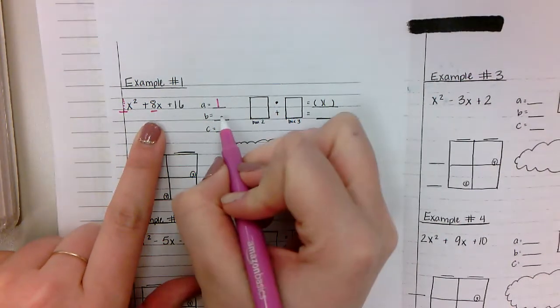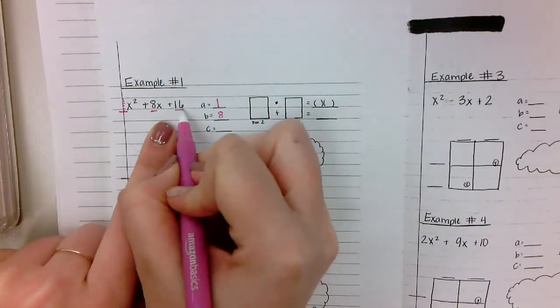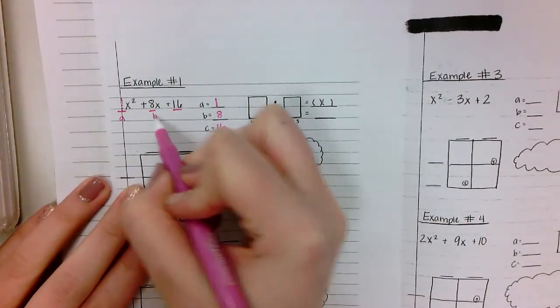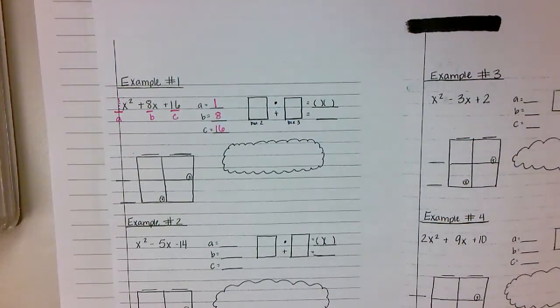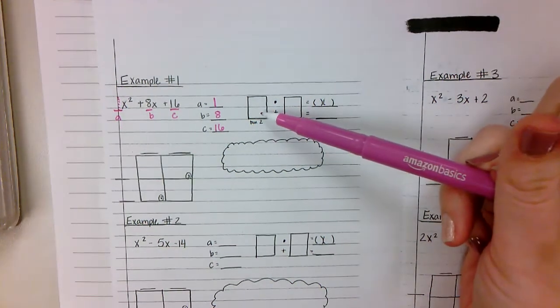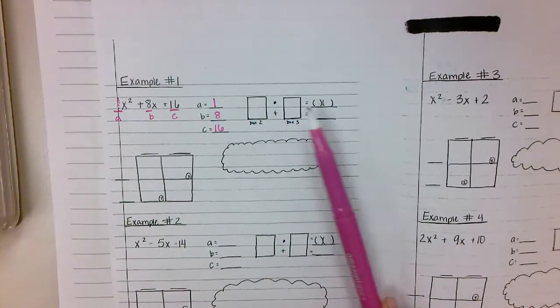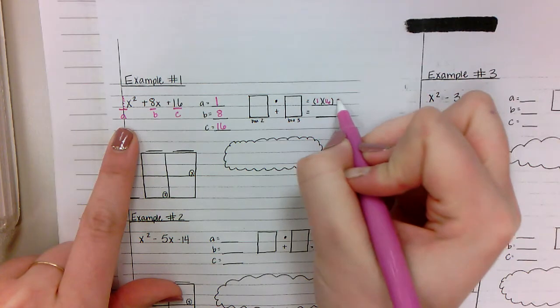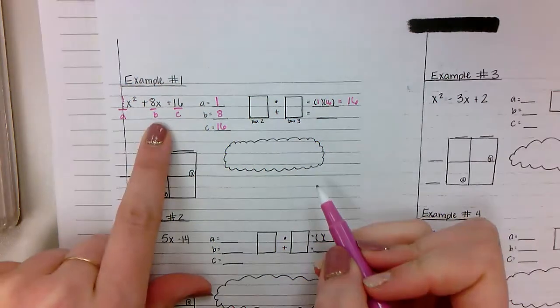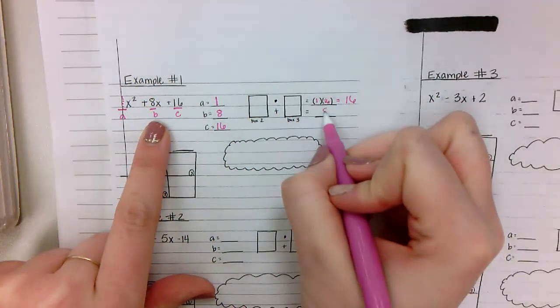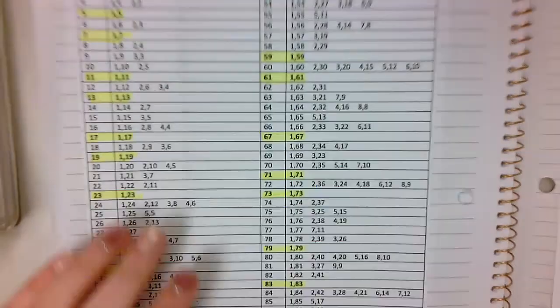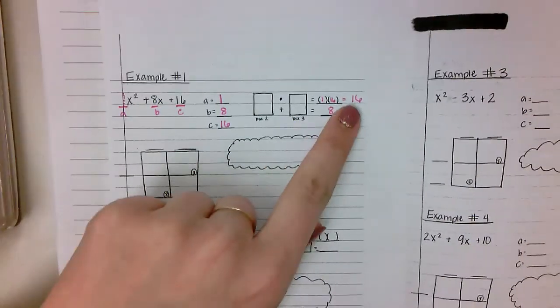Well, this is my B value, which is 8. And this is my C value, which is 16. So just looking, I can see what my numbers are. Well, now I need to think to myself, okay, I need to think of a number that's going to multiply with another number to give me A times C, which is 1 times 16, which is just 16. But also it's going to add up to give me 8. What could that be? And you can go to your factored forms if you want. It's got to add up to give you 8 and multiply to give you 16.